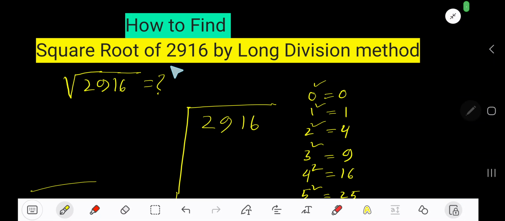How to find the square root of 2916 by long division method. First, make pairs from right-hand side to left-hand side. This is your first pair and this is your second pair. So work on this second pair first.